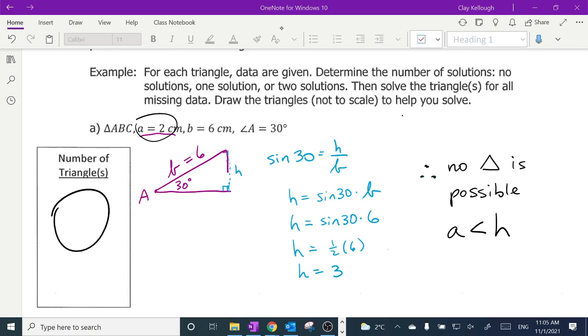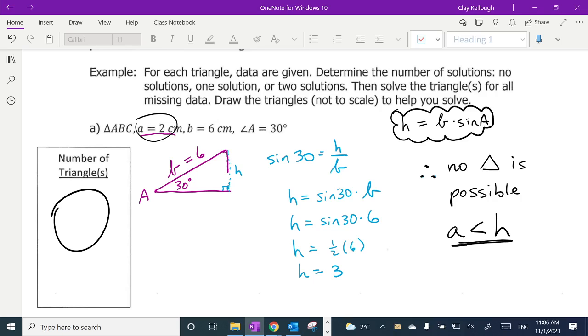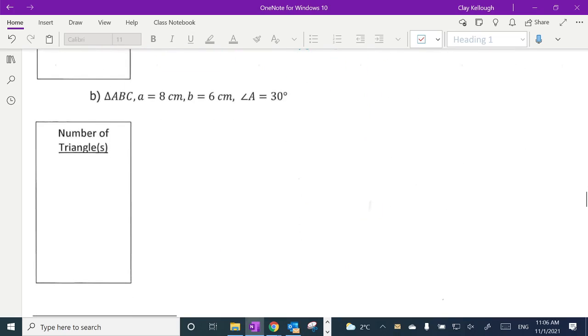That's right. So the height is, assuming that the letters we're using are A, B, and C, and A is the given angle, it's B times sine of A. And think about why that is, right? Because opposite and hypotenuse. All right, so that's kind of my test to see if I have a triangle at all. If A is less than H, then there's no triangle. Okay, this A is definitely not going to be less than H. We already can see that.